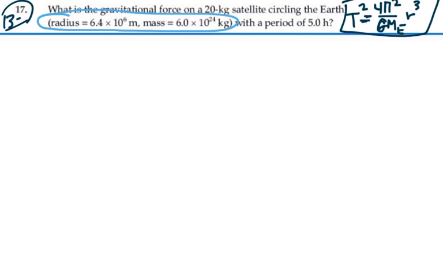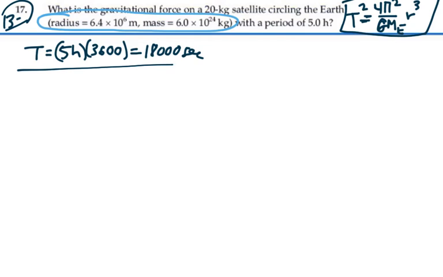So let's find the period first. We have a period of 5 hours, and there's 3,600 seconds in an hour, so that's going to give us 18,000 seconds as the period of the orbit of this satellite.